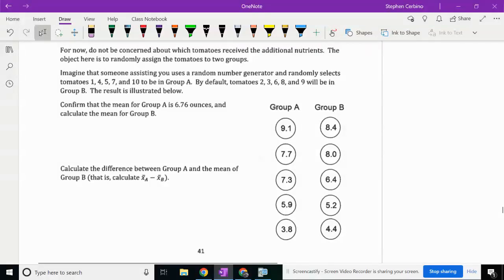It says confirm the mean for group A. If you add up your 5 numbers in group A and divide by 5, you should get 6.76. We call that the sample mean of A. We can also find the sample mean of B. If you add the 5 numbers up in group B and you divide by 5, check it, you should get 6.48.